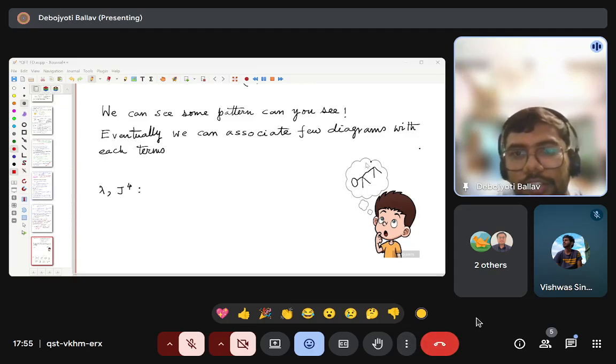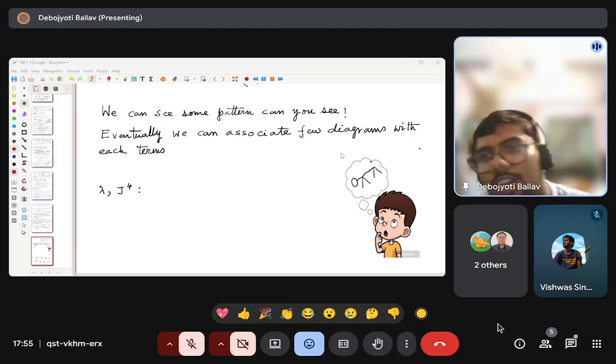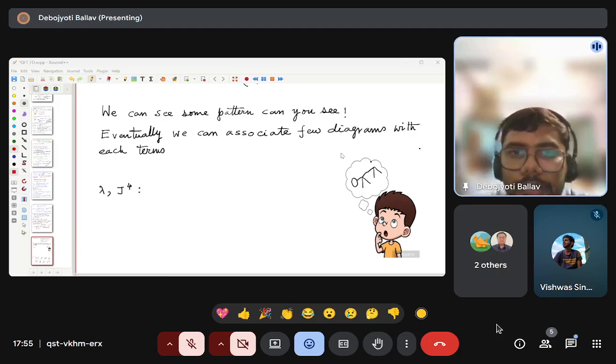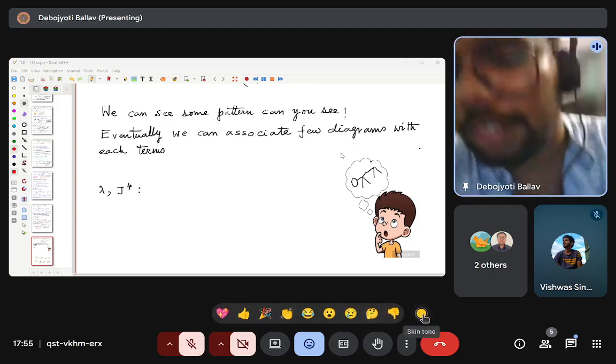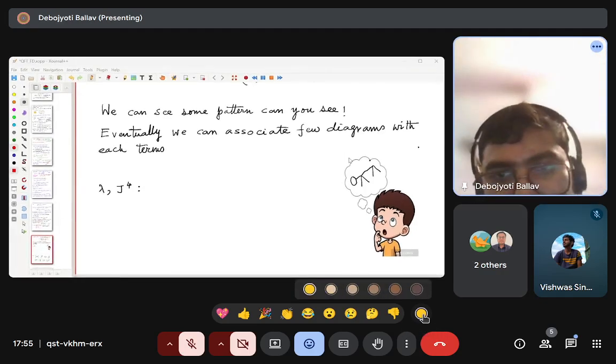Can you think of some diagrams which you can associate with each and every order? There are not a single diagram for each and every order. There are multiple diagrams that you can associate. So let me show you how you can associate each and every term with some pretty looking diagrams.